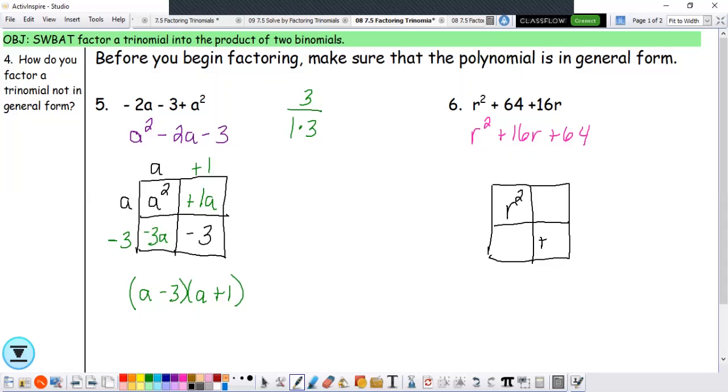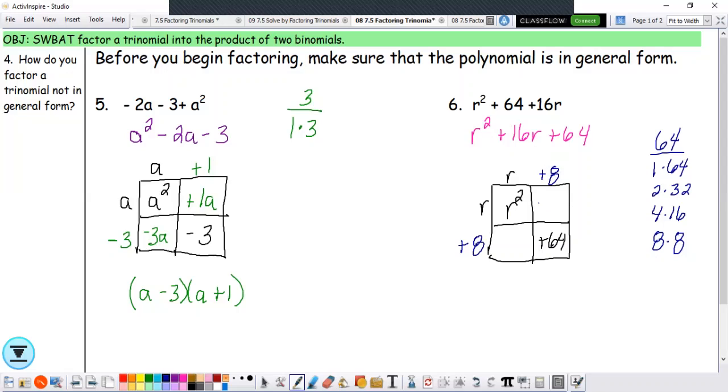R squared, positive 64. We have r times r, and since everything is positive, I know that in my factor relationships, everything is going to be positive. So factor pairs for 64 are going to include 1 times 64, 2 times 32, 4 times 16, 8 times 8. Which of those will combine to give me a positive 16r? Well, that's going to be the 8 and the 8.